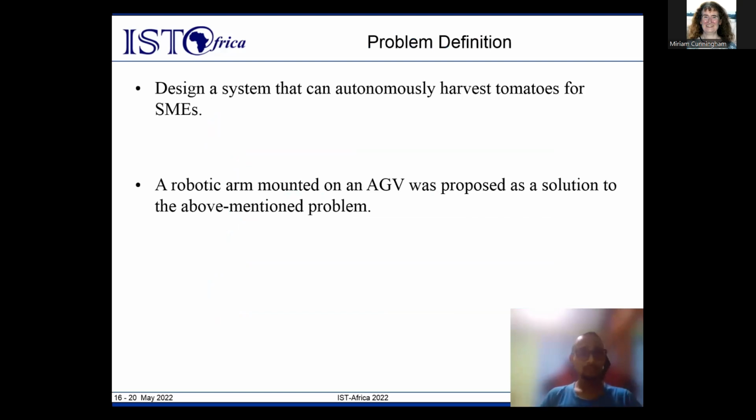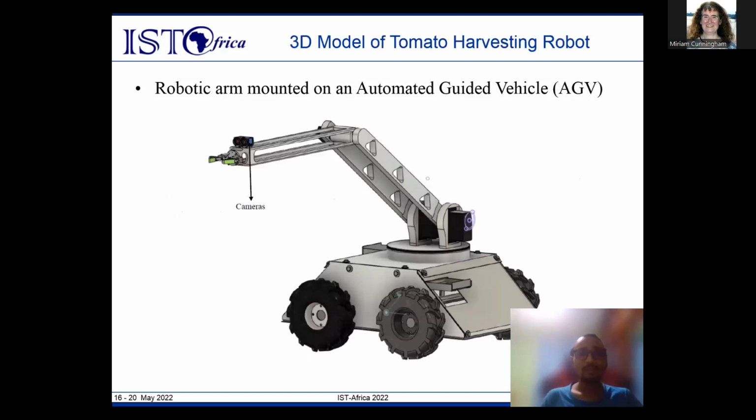So, what is the definition of the problem? The problem definition stems from the fact that we need to design a system that can autonomously harvest tomatoes for SMEs. How can that be achieved though? After working on multiple concepts, we came to know that the best way to deal with such a problem was to build a robotic arm to harvest the tomatoes, and the whole arm would be mounted on an AGV, or automatic guided vehicle, to move around the greenhouse. This is a 3D model of the tomato harvesting robot.